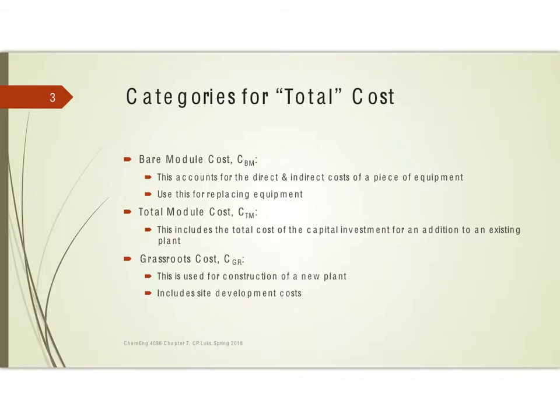But if you need to do a larger expansion to a plant, but it's an existing plant, then we're going to do a total module cost. So it's going to be a little bit more comprehensive: installation cost, engineering cost, etc. And then finally, we sometimes are just building a brand new facility, so I need to start by clearing dirt and so forth. And when I do that, that's going to be for a new plant, including site development costs, and that's called the grassroots cost. So we will be using these three terms throughout the rest of this course.